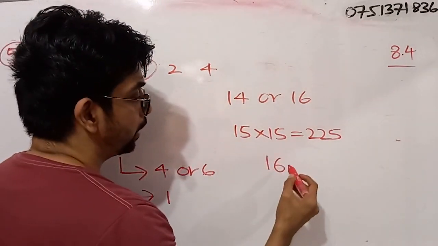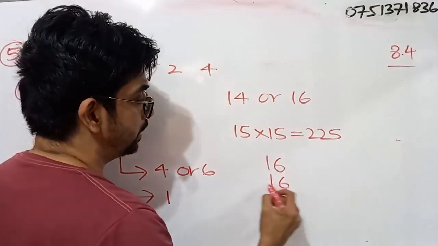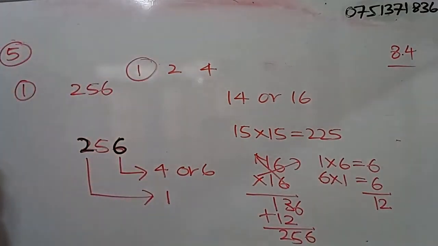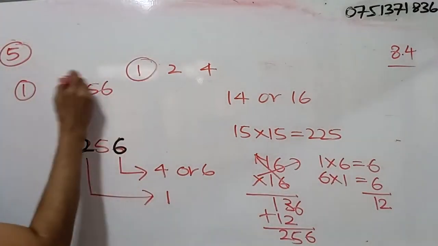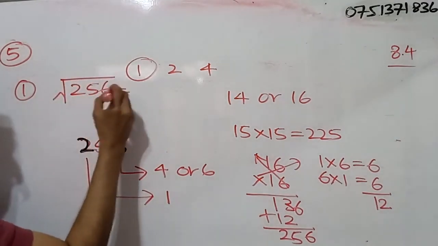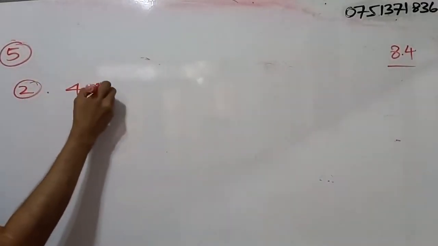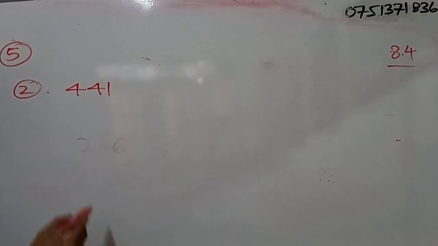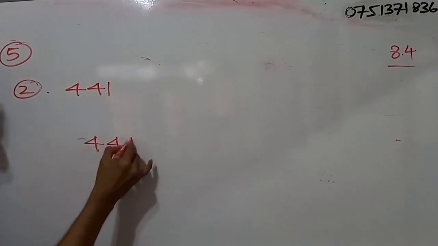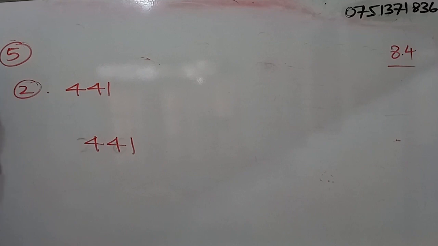So if we check the square of 16, the answer is 256. That means the square root of 256 is 16. Right. The next number we have is 441. Take the number 441. The digit in the ones place is 1, so this can be a perfect square, right?